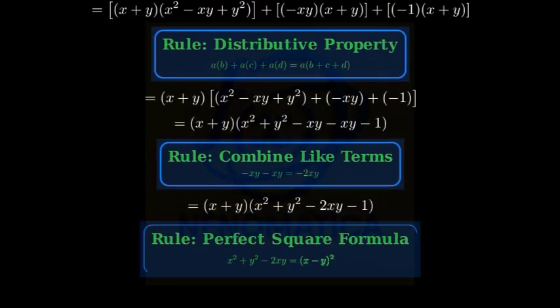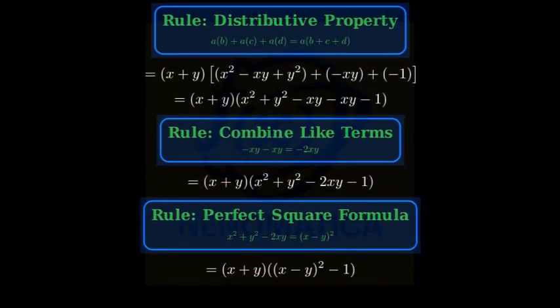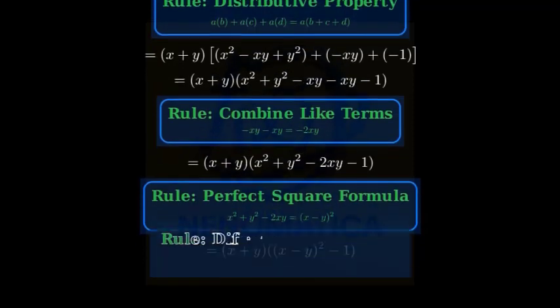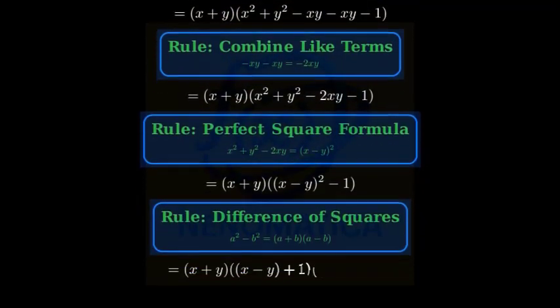Using the formula for the difference of squares, a² − b² equals (a + b)(a − b), we can rewrite x² + y² − 2xy − 1 as (x − y)² − 1. Step 8. Now we can apply the difference of squares formula to the term (x − y)² − 1, where a is x − y, and b is 1. This gives us (x + y)(x − y + 1)(x − y − 1).